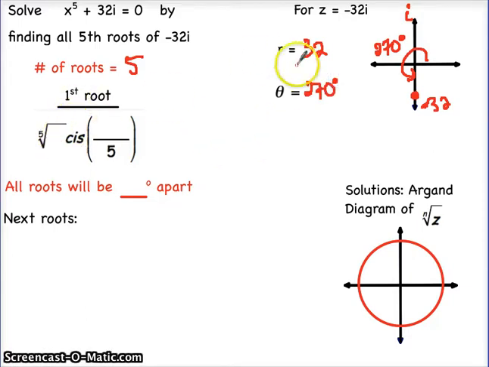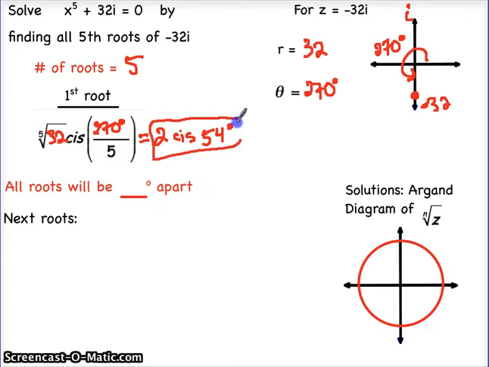Well, to find the first root then, we're just going to take the fifth root of 32, cosine plus i sine, that 270 degrees. And instead of multiplying like we did with DeMoivre's theorem before, remember, I'm multiplying by the fifth root, so the 1/5 exponent. I'm going to divide by 5. It's just like multiplying by 1/5. And that will give me my first answer. So we can say the fifth root of 32 is 2 cosine plus i sine of 270 divided by 5, which is 54 degrees. So there's going to be my first answer.